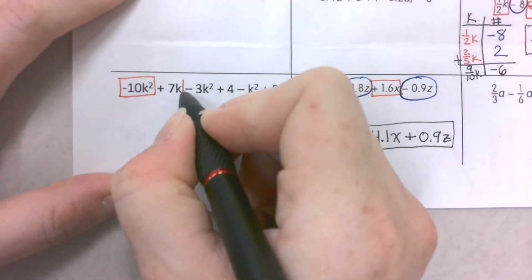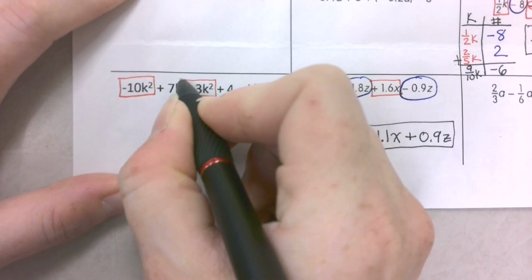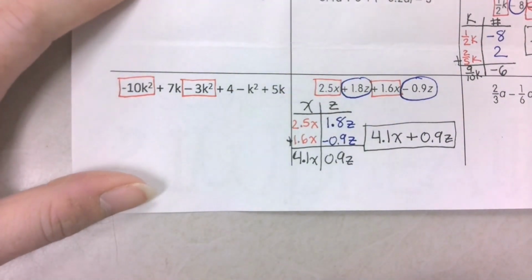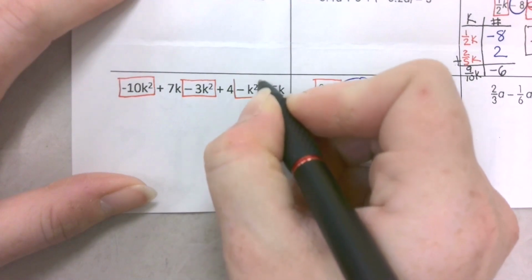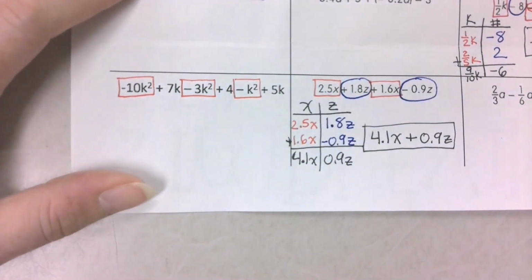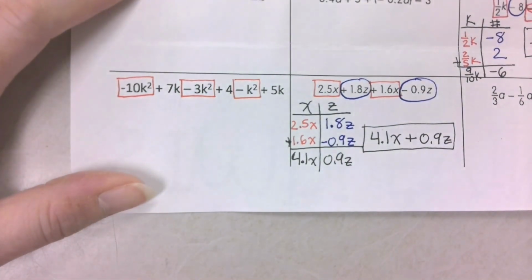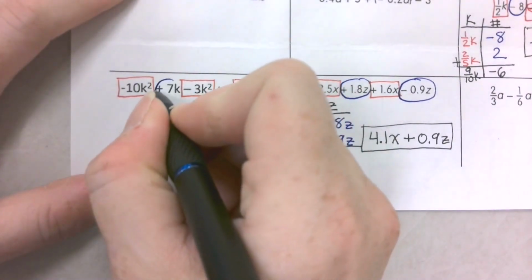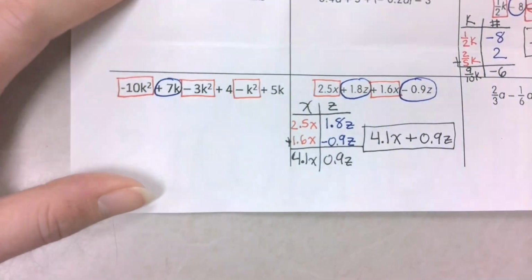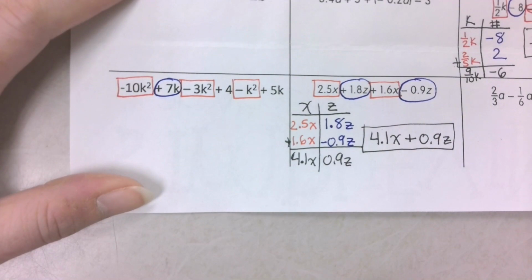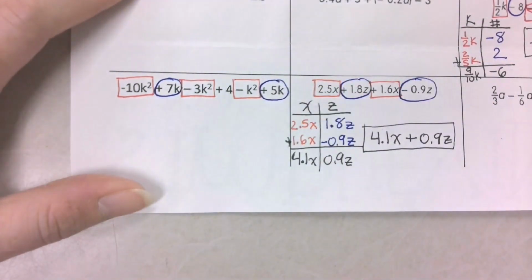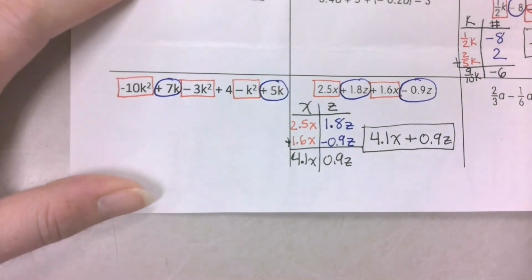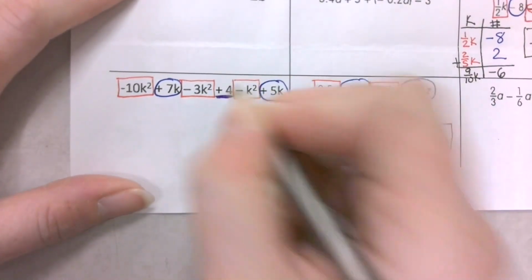A like term here would be negative 3k squared. Is there another k squared? There sure is. Negative k squared. So far that's one column. Okay, next we have a positive 7k. Does that have any like terms? It does. Positive 5k. Now we've got one term that has nothing under it, and that's a plus 4.